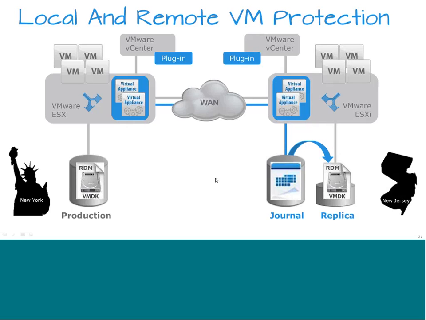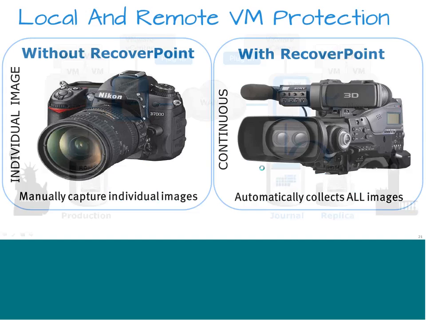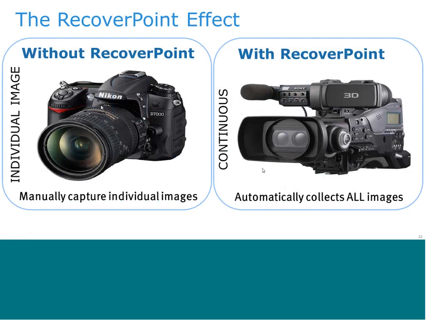Again, this was a local copy. I can have this journal and replica in a remote site, and protect my production there. It doesn't matter. Okay? So without RecoverPoint, with a backup solution, I have, let's say, a snapshot, images taken like with a photo camera. So I have probably once per day, maybe once per 3 hours, an image of my database, of my file system. With RecoverPoint, I have continuous protection. I can go back to any IO from any time immediately. I will show you in a second.